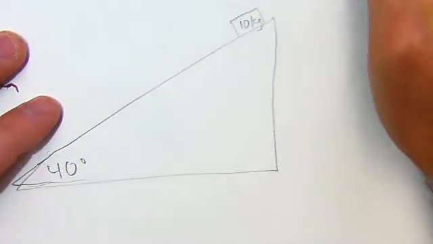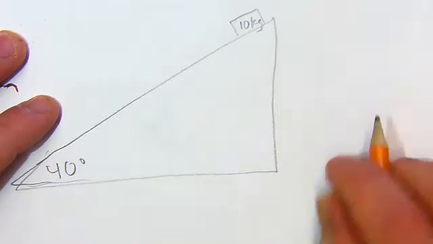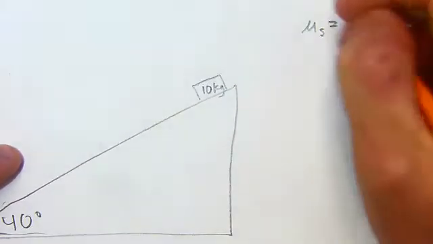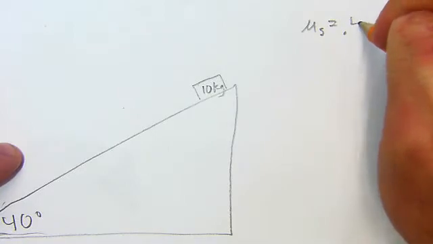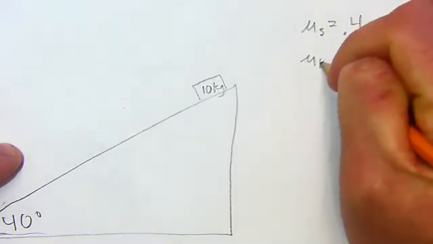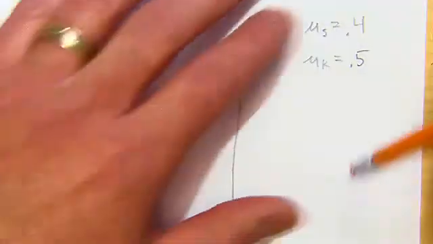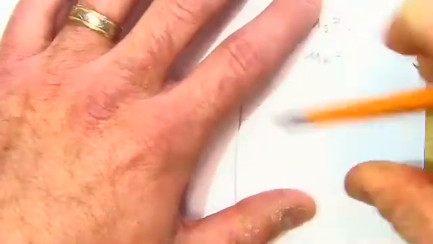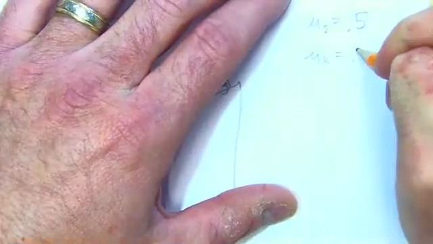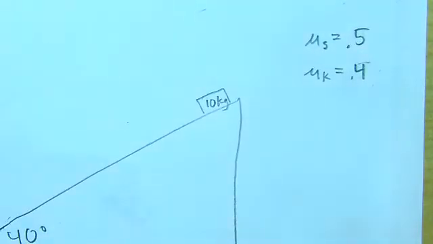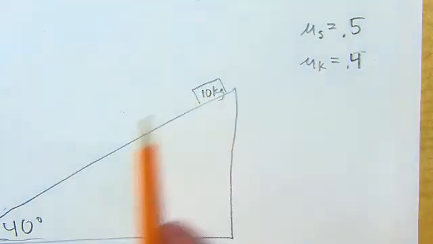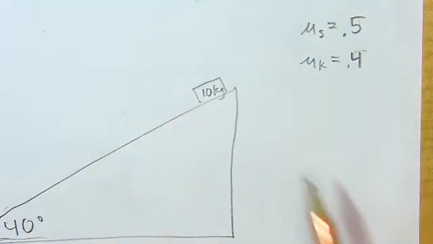So I'm going to give you these mu's. So let's say mu s. Remember, that's that static friction. Say it is 0.4. And let's say mu k is 0.5. Remember, mu k. I'm sorry, let's flip-flop those. Usually the static is a little higher. So mu s is 0.5, mu k is 0.4. And we're basically going to find the acceleration of this thing down the incline.